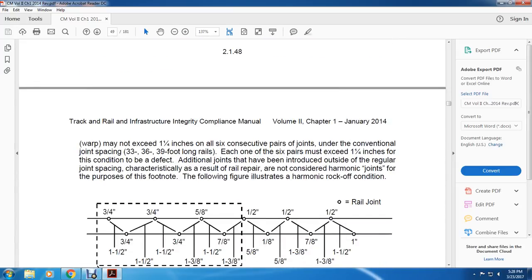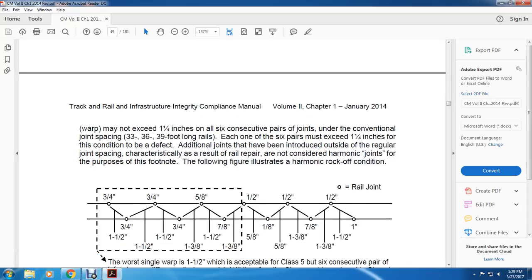Warp may not exceed 1 1/4 inch on all 6 consecutive pairs of joints under the conventional joint spacing of 36 or 39 foot long rails. Each of the 6 pairs must exceed 1 1/4 inch for these conditions. In fact, additional joints that have been introduced outside regular spacing, characteristic of the result of rail repair, are not considered harmonic joints for the purpose of the footnote. The following figure illustrates the harmonic rock off condition.